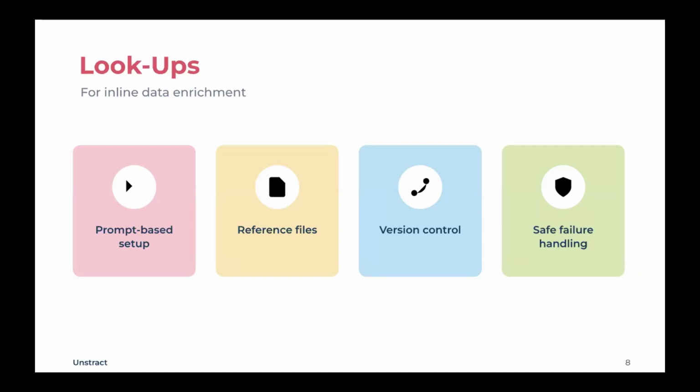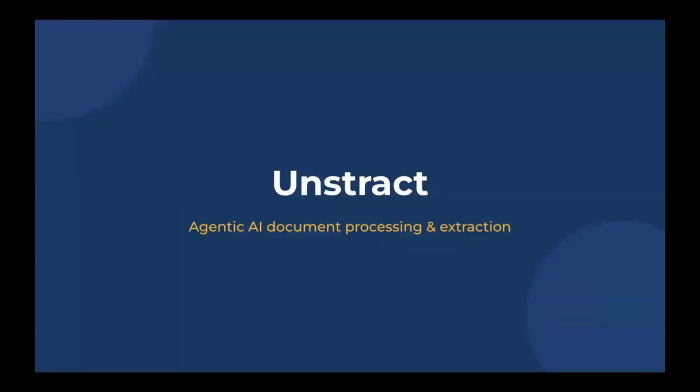So that said, let me move into Unstract. And for those of you that are completely new, Unstract is an agentic AI document processing and extraction platform. So I'll now move into the platform, and I'll first take you through a quick tour of what you can do with the platform before we move on and cover how you can set up a lookup.